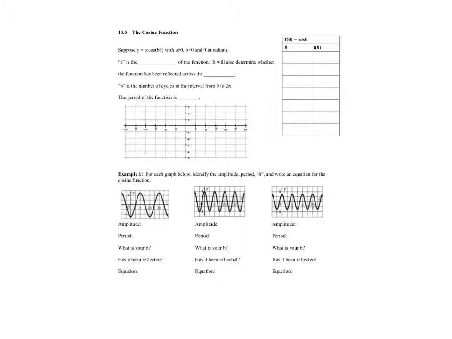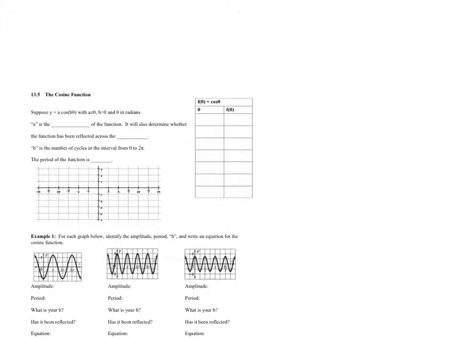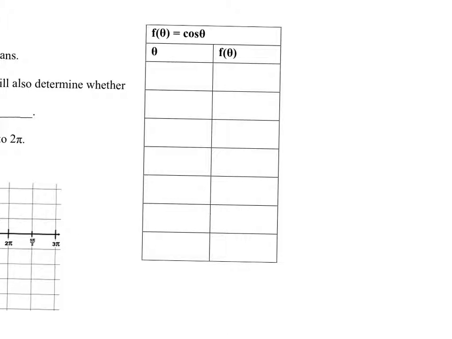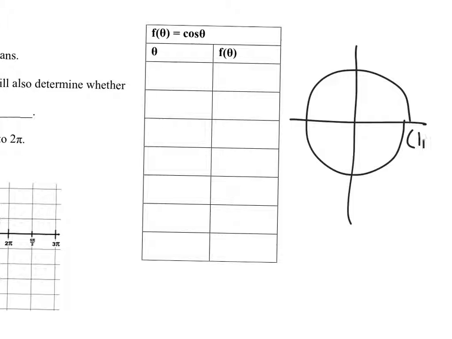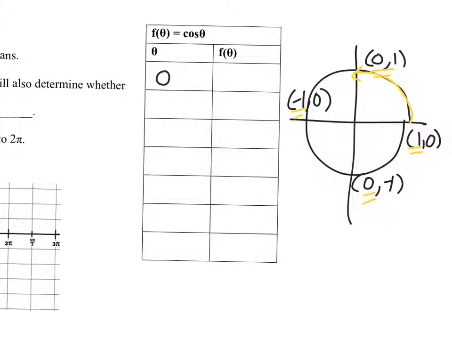Just like we graphed the sine function, for the cosine function we're going to start the same way, by thinking about the unit circle. So if the unit circle has the coordinates (1, 0), (0, 1), (-1, 0), and (0, -1), cosine is looking at the x values. As we move around, whether you're in radian or degree mode, you're looking at the x values. I'm going to put this in radians, so I'm going to have 0.